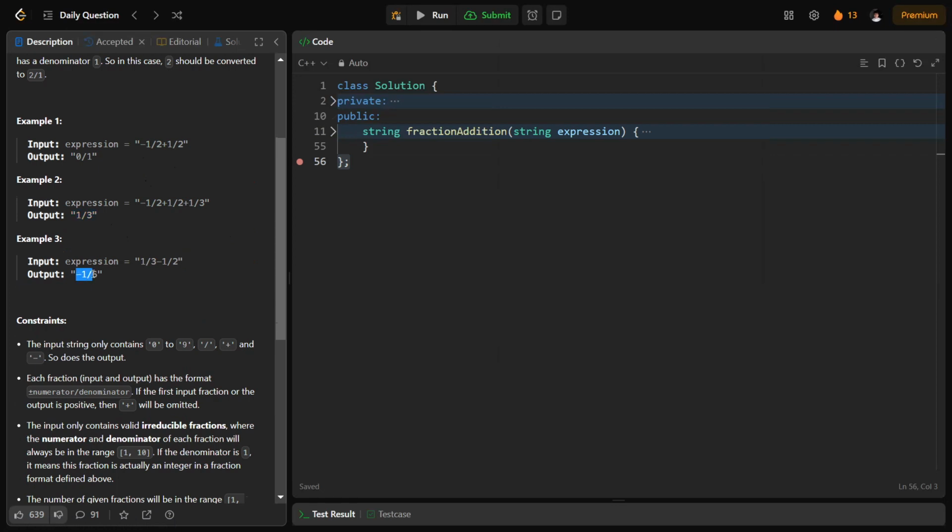Or let's say you have something like this, the exact value of 1 by 6. How do you convert this float number back to 1 by 6? That's very difficult. So that means we have to find a different approach to do this. Let's take this example and do a dry run, and then we'll see how to code that.